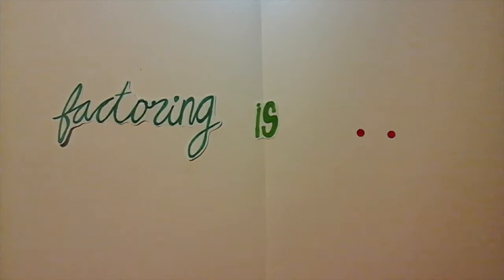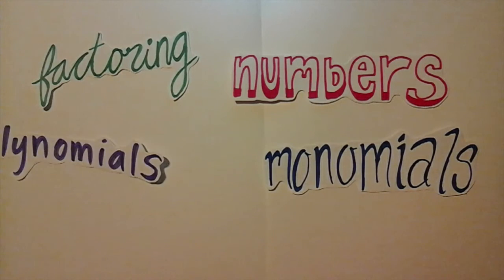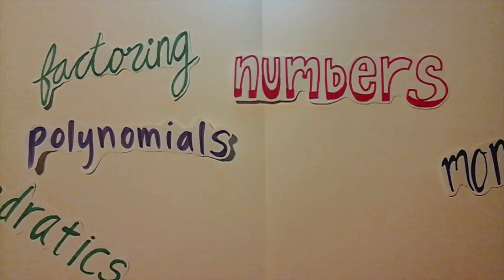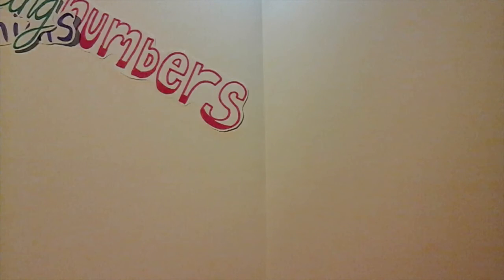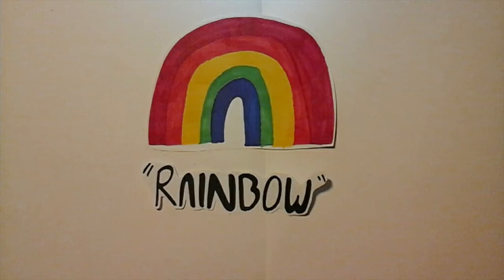Now, let's move on to factoring. Factoring is finding the factors of something. It can factor all sorts of things such as numbers, monomials, polynomials, quadratics, and many more. In this video, we will cover finding factors of numbers and factoring polynomials. One of my favorite ways of finding factors for numbers is using the rainbow method.